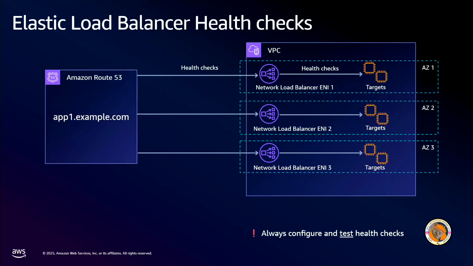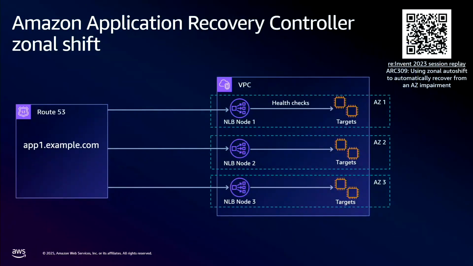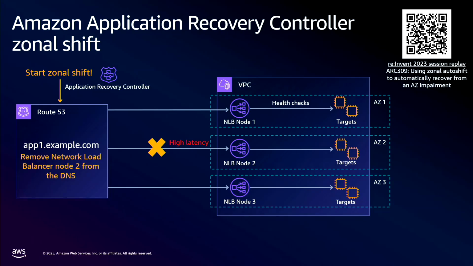Now, if we stay on this architecture, but let's say that we have a problem like too high latency on one node, let's say NLB node 2. What you can do from here is to use another feature, which is called the Application Recovery Controller, and you can manually start a zonal shift. When you do that, what will happen is that Route 53 will remove the network load balancer node 2, in this case, from the DNS.